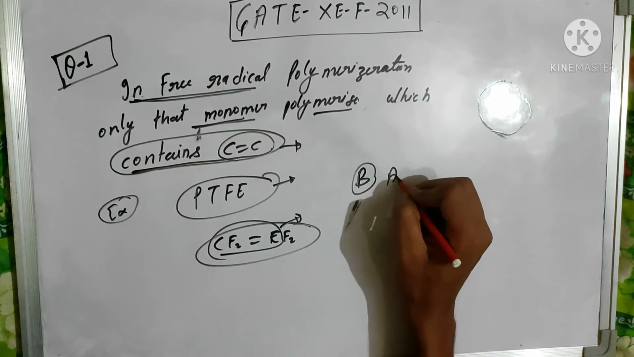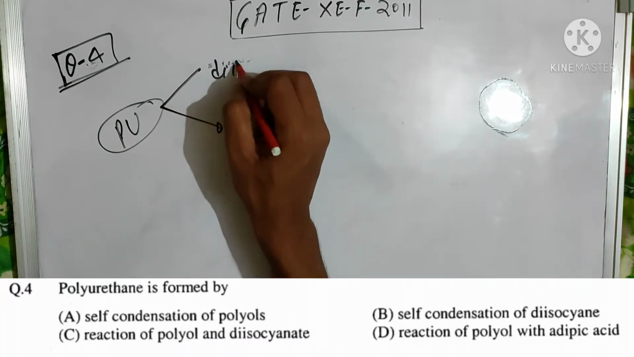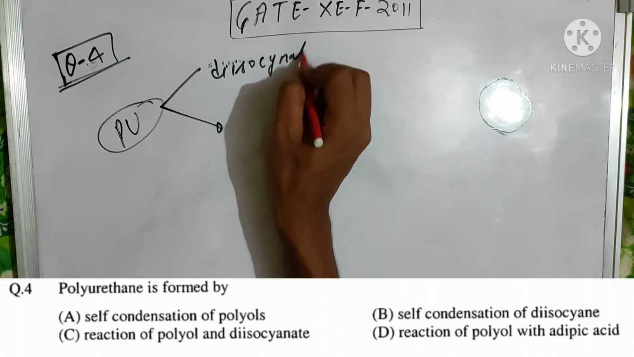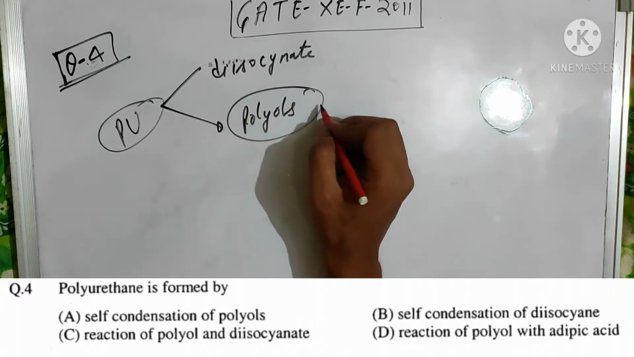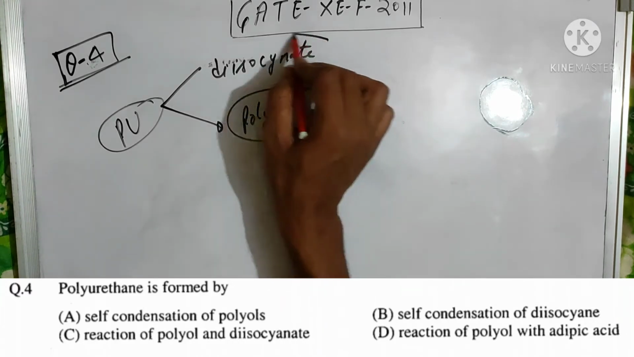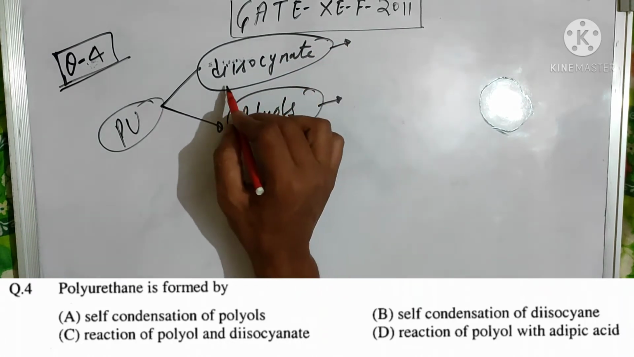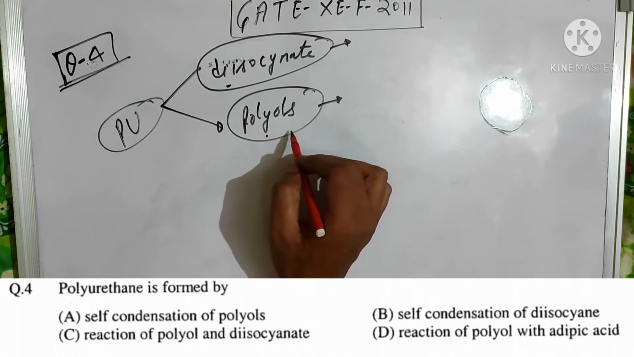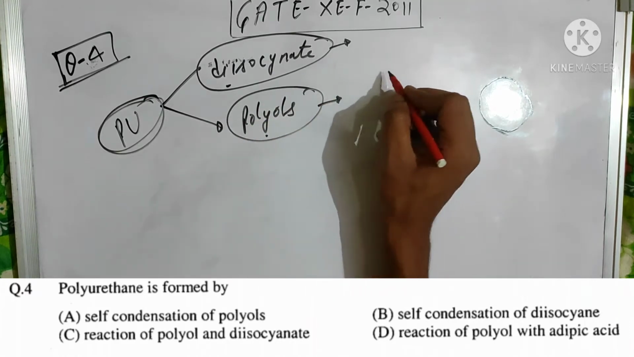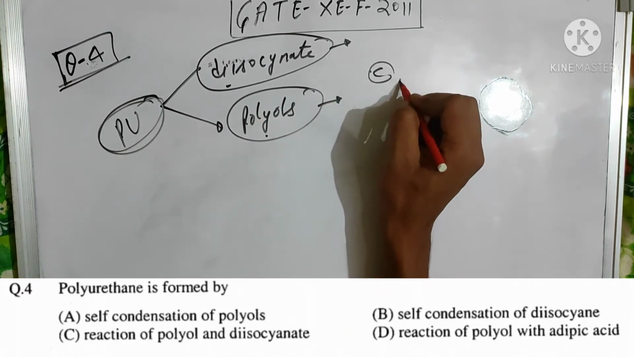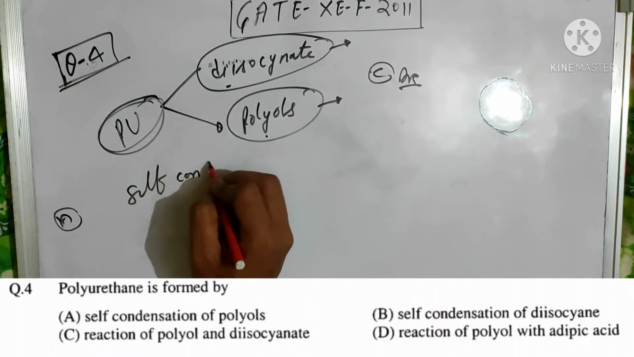option B is correct. Polyurethane is formed by the condensation polymerization of diisocyanate and polyols. Polyols provide flexibility in polyurethane and diisocyanate provides strength. So diisocyanate and polyols are the monomers of polyurethane (PU), and it is polymerized by condensation polymerization. So option C is correct. In option A, it is given self-condensation polymerization.